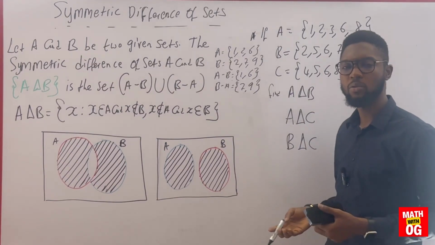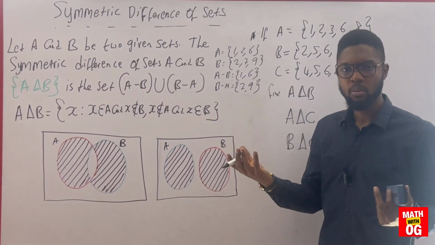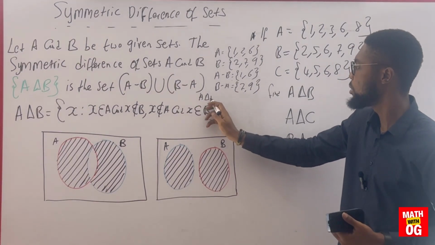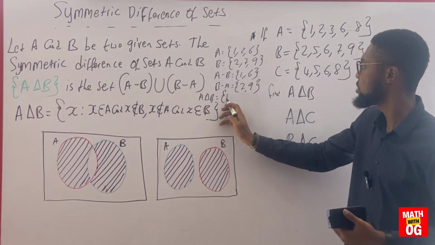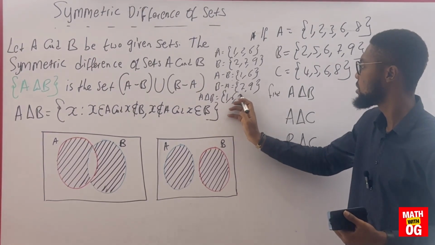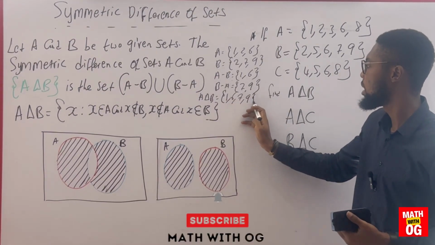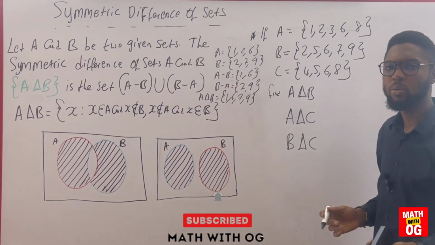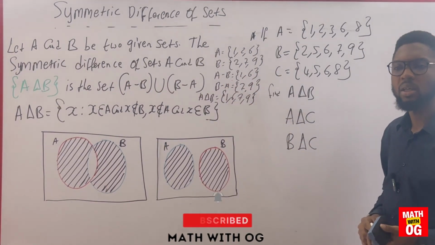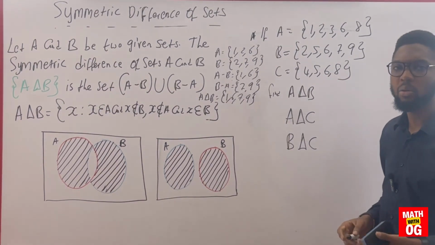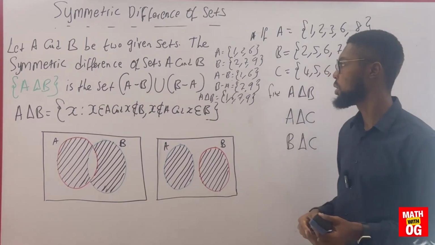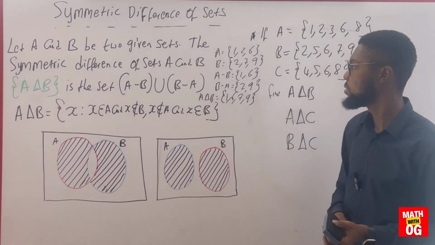Now, what is the union of two sets? Everything you can find in both sets. So I can say the symmetric difference of A and B is the union of these two, which is simply {1, 6, 7, 9}. And as you can see, it is everything you can find in A and B except what is common to A and B. So that's another way you can put it. That is the symmetric difference.